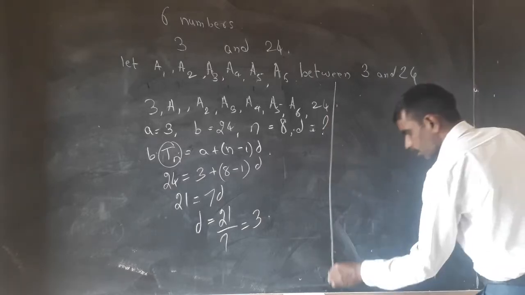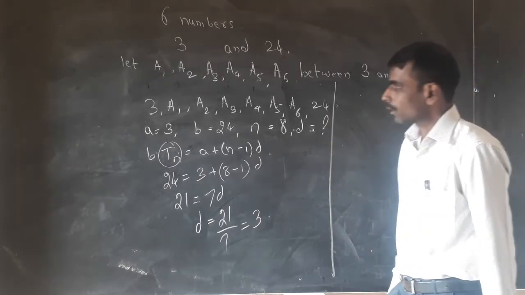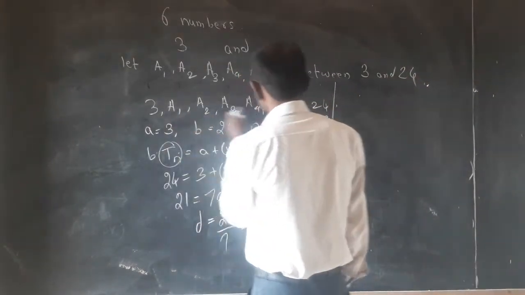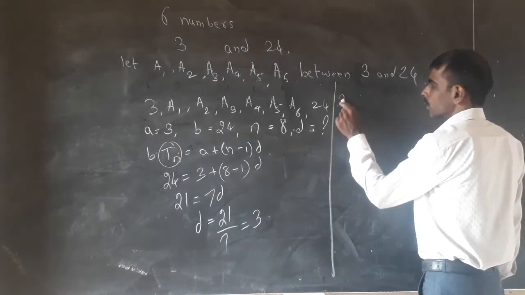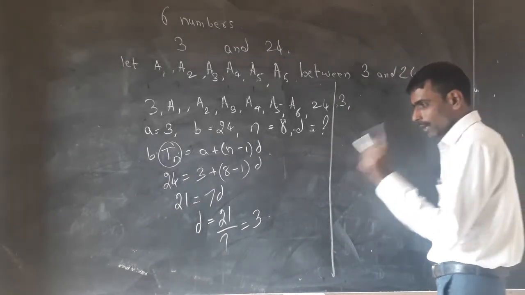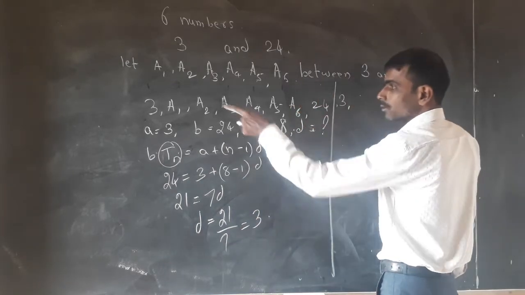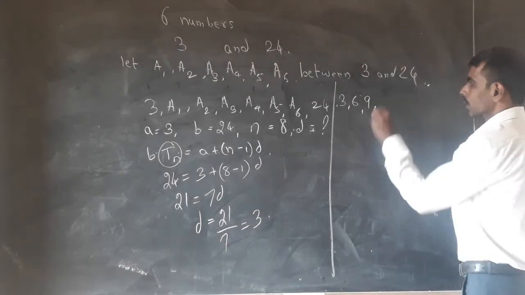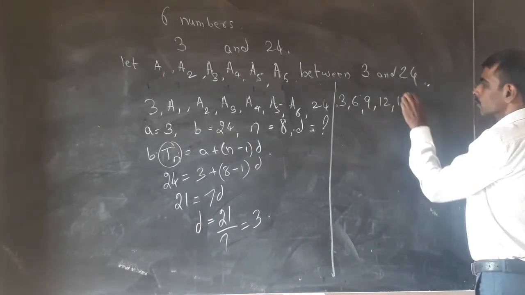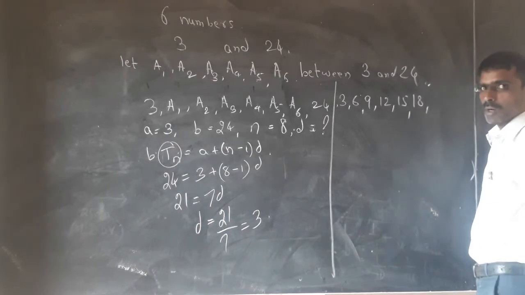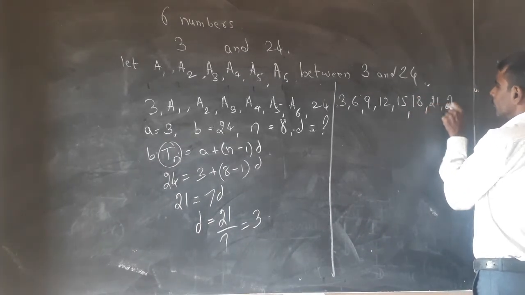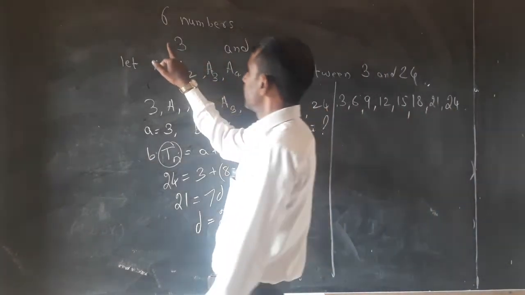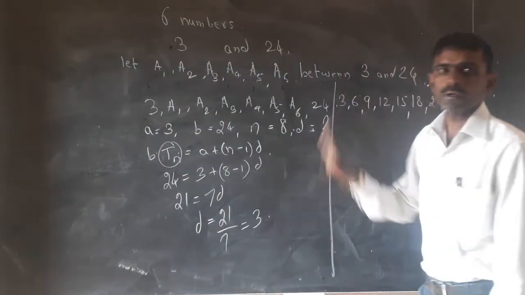Here I am just going to go on writing the arithmetic progression. The first term is 3. The second term will be A plus D, that is 3 plus 3, 6, plus 3, 9, plus 3, 12, plus 3, 15, plus 3, 18, plus 3, 21. I will stop it with 24 because the first term is 3 and the last term is 24.